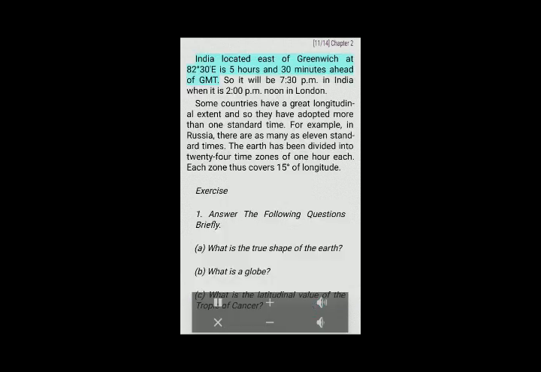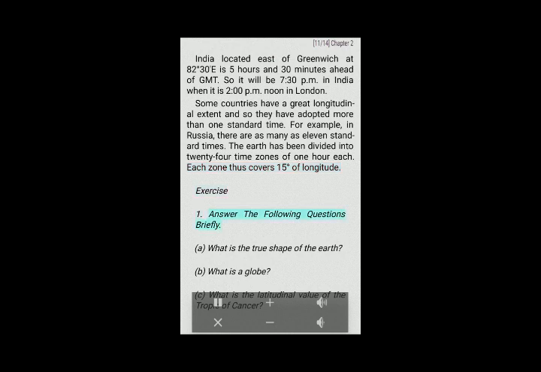India, located east of Greenwich at 82 degrees 30' E, is 5 hours and 30 minutes ahead of GMT. So it will be 7:30 p.m. in India when it is 2:00 p.m. noon in London. Some countries have a great longitudinal extent and so they have adopted more than one standard time. For example, in Russia, there are as many as 11 standard times. The Earth has been divided into 24 time zones of 1 hour each. Each zone thus covers 15 degrees of longitude.